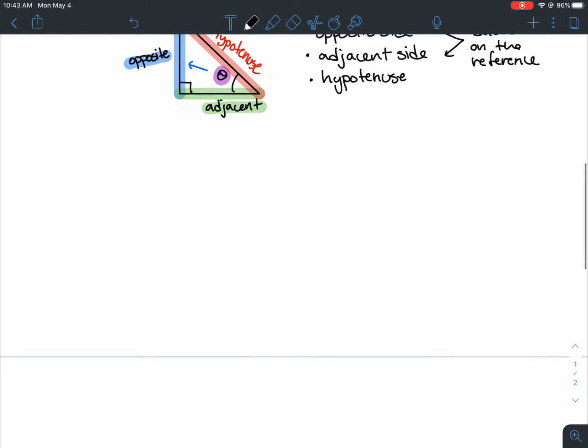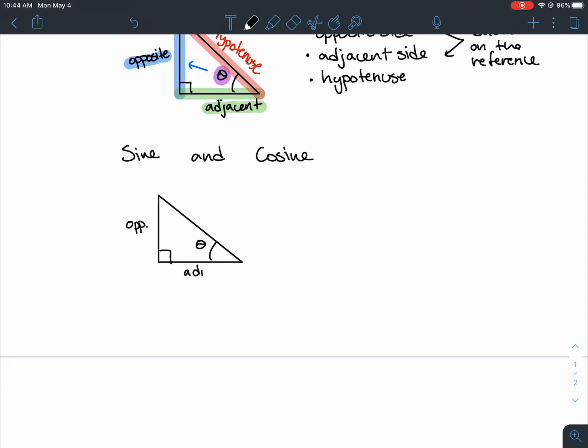So let's look at our two trig ratios. We're going to look at sine and cosine. So we have our triangle here, and we have our reference angle. Okay, so that reference angle we said is a special one. So we have our opposite, we have our adjacent, and we have our hypotenuse.